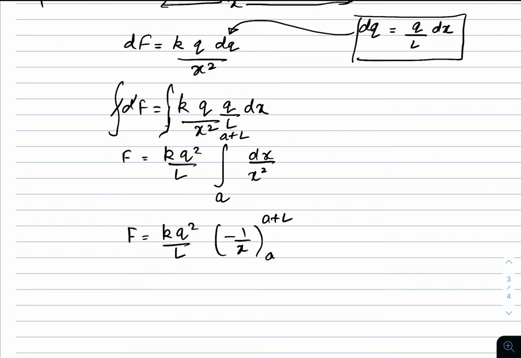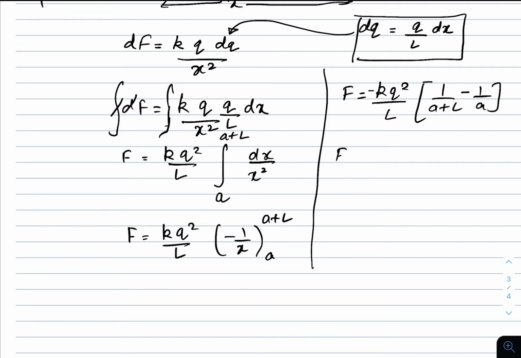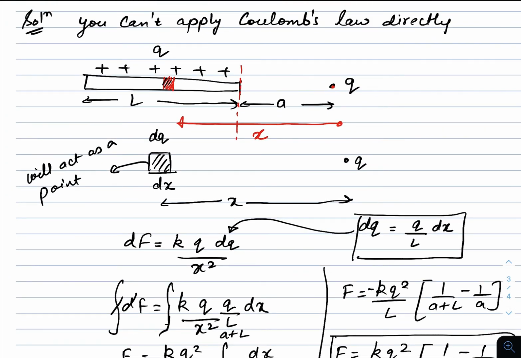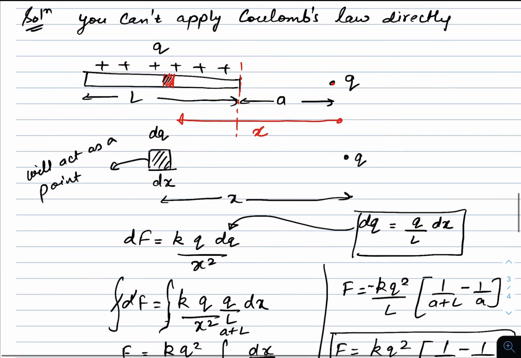Further solving and keeping the limits, F is equal to k q Q divided by L, with the minus taken out. First the upper limit minus the lower limit. Now you can take the minus inside and the expression becomes 1 by a minus 1 by a plus L. So this is the final value of force between the rod and the charge q. So we have seen here we cannot directly apply Coulomb's law, because the rod is not a point charge.